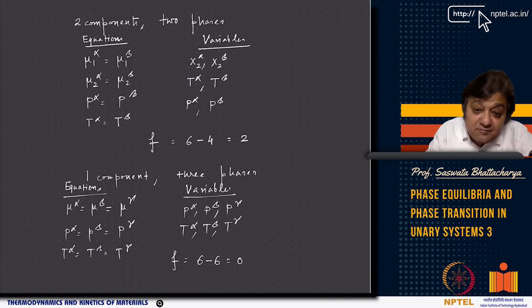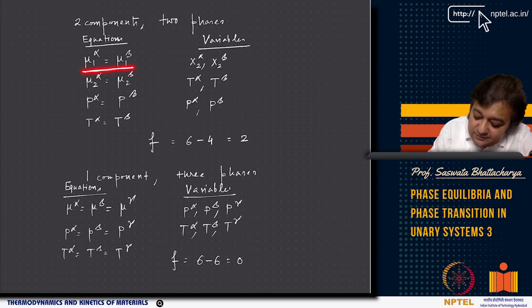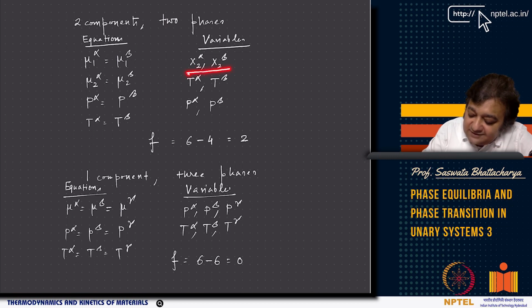Now think of two components and two phases. So you have two components, like 1 and 2. Then you have this equation: the chemical potential of component 1 in alpha equal to the chemical potential of component 1 in beta when alpha and beta are in equilibrium. Similarly for component 2, and then you have P alpha equal to P beta and T alpha equal to T beta. Now if I solve these two equations, what I basically get are the compositions of the alpha phase and beta phase.